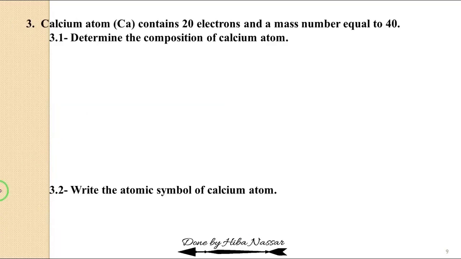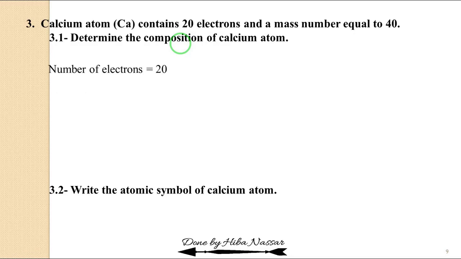Now moving to question number 3, calcium atom with the symbol Ca contains 20 electrons and a mass number equal to 40. So we have capital letter A, the mass number, and you have the number of electrons. 3.1, determine the composition of calcium atom. The composition means that you need to calculate the number of electrons, protons, and neutrons.